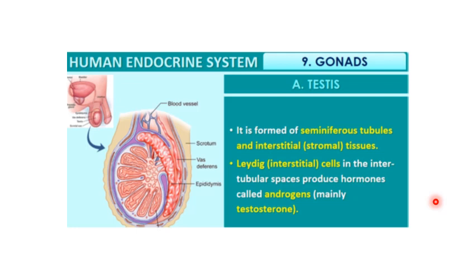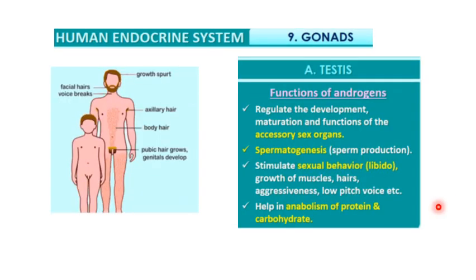The Leydig cells in the intertubular spaces produce hormones called androgens. So these androgens help to regulate the development, maturation and functions of accessory sex organs. They help in sperm production, that is called spermatogenesis. They stimulate a person's sexual behavior, growth of muscles, hair, aggressiveness, low pitched voice, etc. They help in anabolism of proteins and carbohydrates.